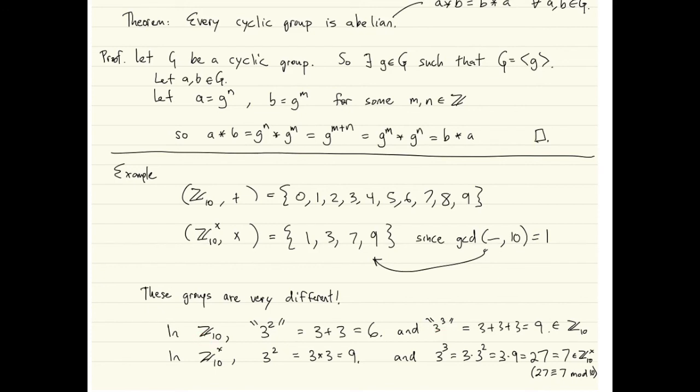So I usually don't write 3 squared and 3 cubed when talking about Z10. I usually write 3 plus 3, or 2 times 3, or 3 times 3. But in the notation up here in a general group, when the operation is asterisk, we stick to writing things multiplicatively, even though in some specific examples the operation could be plus. Okay, in Z10 star, this is more familiar. 3 squared literally means 3 times 3 because the group operation is times. And similarly, 3 cubed is 27, which in mod 10 land is 7.